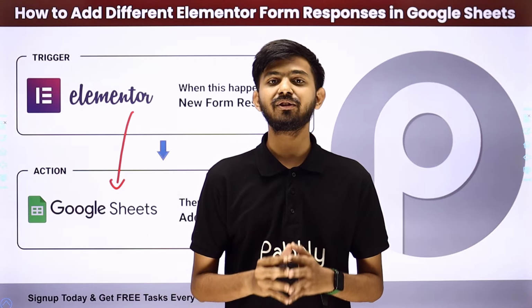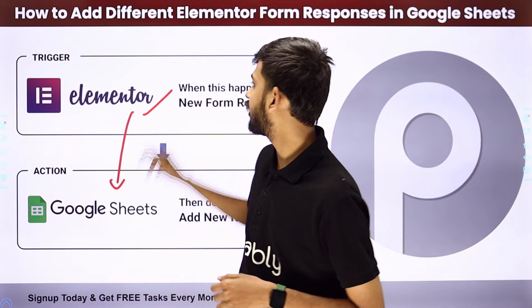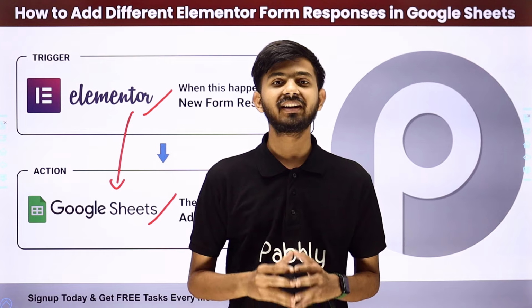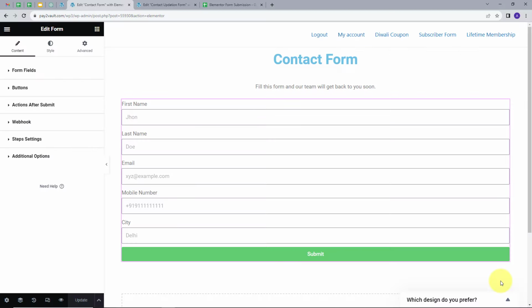In Pabbly Connect, we are going to use trigger and action. In trigger application, we are going to use Elementor. In action application, we are going to use Google Sheets. So how am I going to create this integration? For that, let me take you to my computer screen. I hope you can all see my computer screen.